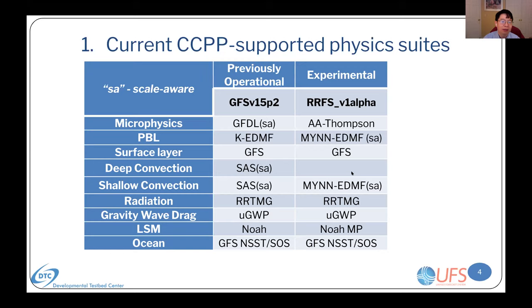Then for shallow convection, you have MYNN-EDMF for the PBL shallow cloud. Then radiation, you also use the RRTMG scheme. Same gravity wave drag. The land surface model uses RUC LSM, slightly different from GFS v15p2. Then the ocean part is the same, using the GFS NSST. So these are our two supported physics suites.